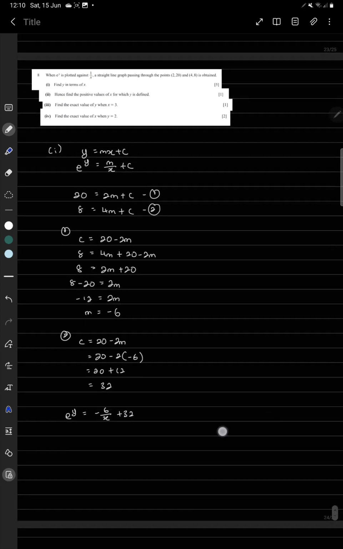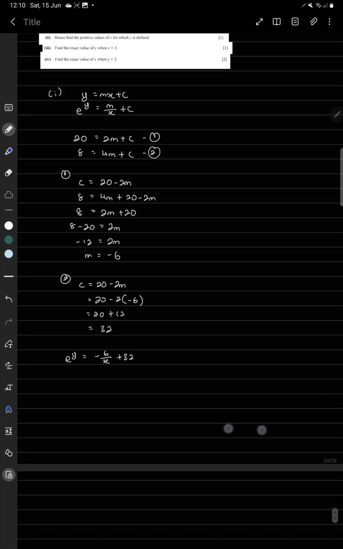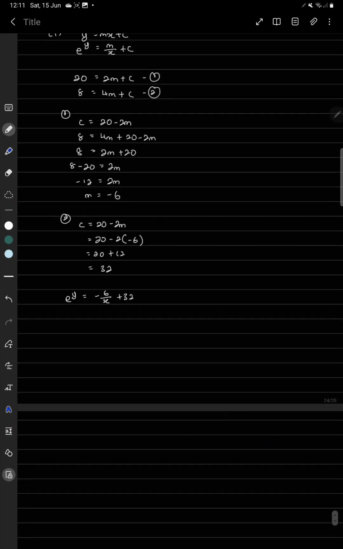32. But what did the question say? The question says you want to find y in terms of x. You're not trying to find e to the power of y. So what we're going to do is take ln of both sides. So we have y equals ln. Now I'm going to bring the 32 to the front because it's going to look much nicer compared to having a negative in the front. And this is going to be our final answer for part 1: y equals ln(32 minus 6 over x).